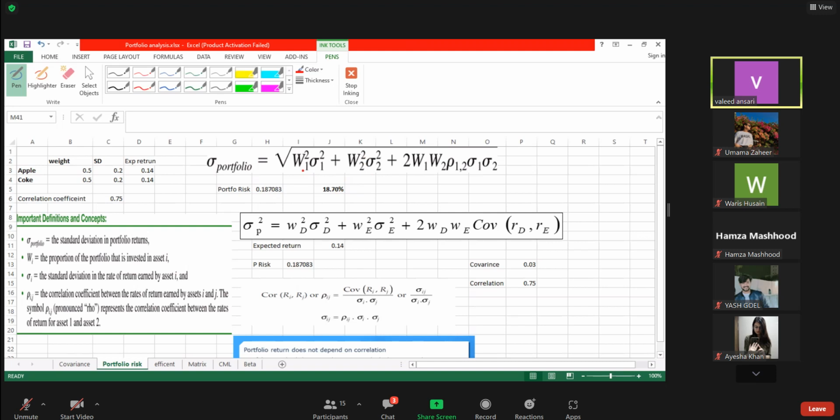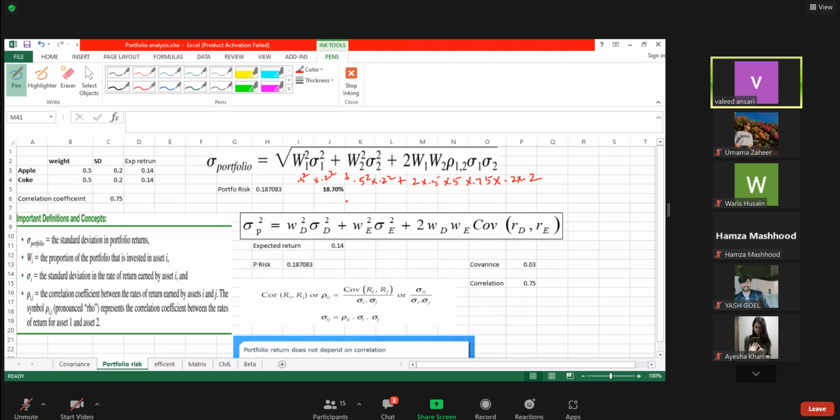W1 squared, we did it, 0.5 squared, we multiplied this by 0.2 squared, then we did 0.2 squared, then multiplied by 0.2 squared, then 2 into 0.5 into 0.5 into 0.75 into 0.2 into 0.2, and this is how we got it.